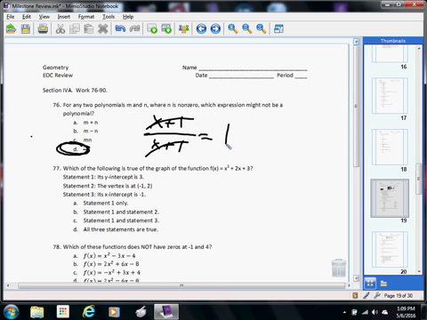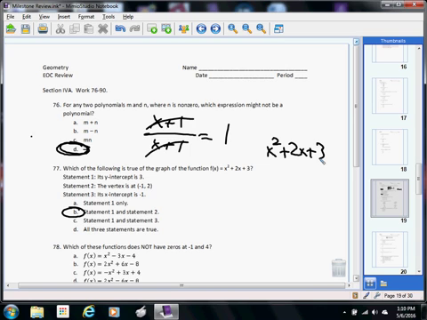Okay? Problem number 77, which on your page will be problem number 2. Anybody have an answer for that one? B. Guys, B is the correct answer there. It says x squared plus 2x plus 3, and it asks if the y-intercept is 3. Well, we know that's true. The constant is always 3.